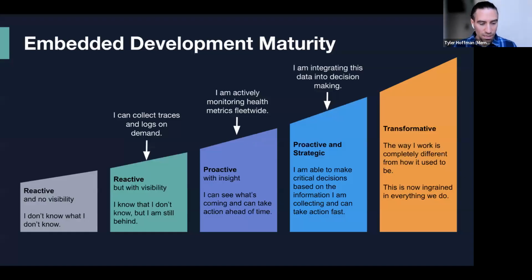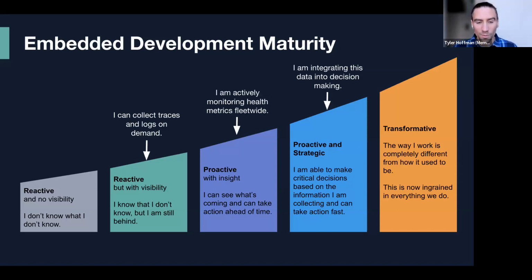And we spent a lot of time thinking about how this plays in, where customers are today, and where we want to get customers to, or I would say firmware engineering organizations. Oftentimes they're in the reactive. They have very little visibility into what's going on. I ask people how often their devices are crashing. They either say they don't crash or they don't actually know, and that is the reactive.